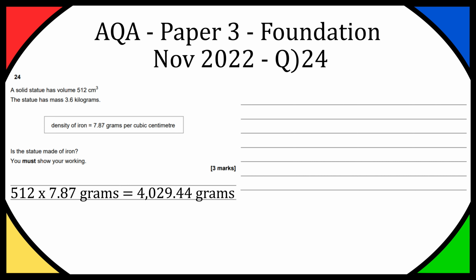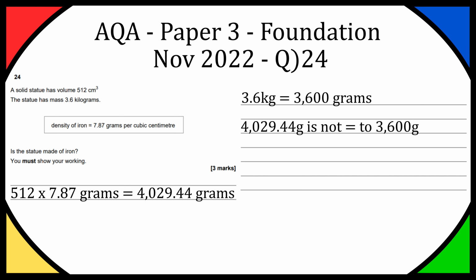4,029.44 grams. So our statue is 3.6 kilograms, which is 3,600 grams. So if our statue was made out of purely iron, it would weigh 4,029.44 grams, but ours only weighs 3,600 grams. So as the values do not match, our 4,029 gram statue is not equal to the 3,600 gram, the statue is not made from iron. So that should get you all 3 marks.